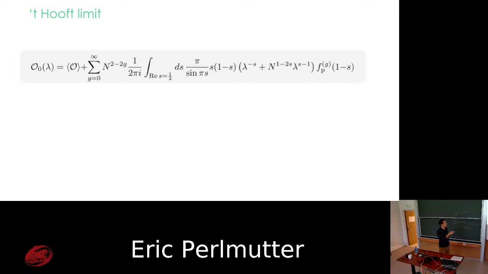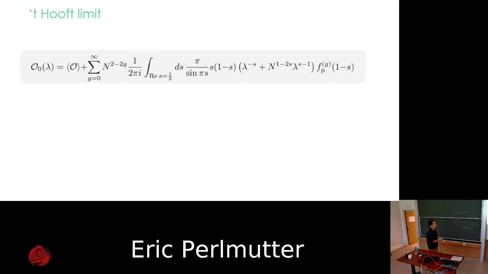There's a constant from the ensemble average. There's the genus sum. And there are two terms in the spectral integral, one for each of the terms in the zero mode of the Eisenstein series, rewritten in terms of n and lambda, processed appropriately. And there's some overlap function fp at genus g. This is the perturbative piece of that overlap I mentioned before.